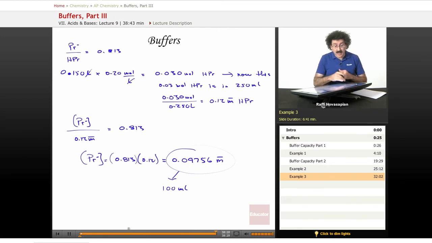Okay. Well, this pretty much covers our discussion of buffer solutions. Next time that we see each other, we're going to start our discussion of acid-base titrations and titration curves.